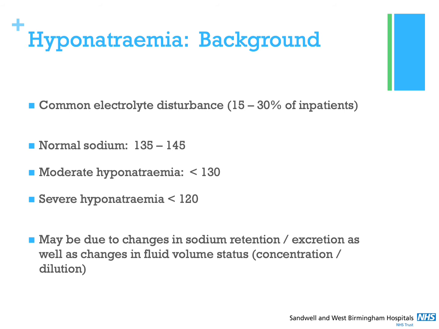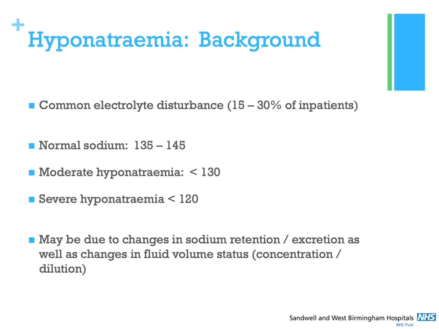Just to recap, a normal sodium level should be between about 135 and 145. Anything less than 135 is classed as hyponatremia, moderate hyponatremia less than about 130, and severe hyponatremia as less than 120. Although it is important to acknowledge that not only the actual value of the sodium level is important, but also the rate at which it develops. So a hyponatremia which develops very rapidly will often present with more severe symptoms than one which develops slowly.